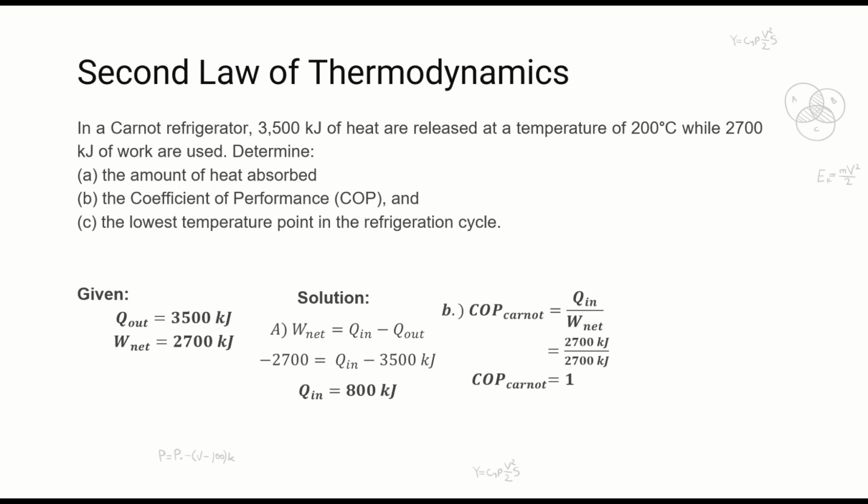So lastly, we will find and calculate the lowest temperature point in the refrigeration cycle. The formula that we will be using here is the COP of Carnot equals TC over TH minus TC. So let us substitute all the given. Our COP of Carnot is 1, equals TC, which is unknown, over 473 Kelvin. The 473 is from 200 degrees Celsius plus 273, equals 473 Kelvin, minus TC.